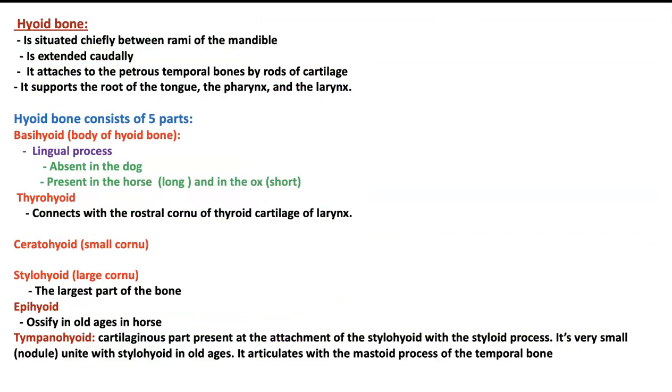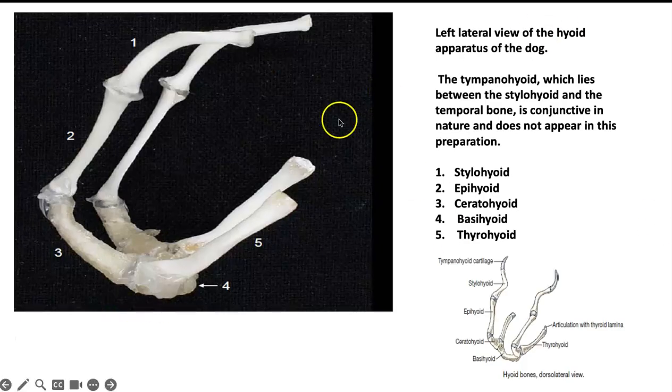Now the hyoid apparatus in the case of the dog. If you look at this one, the main one is the basihyoid. The basihyoid has this part here known as the kerato, keratohyoid here, and then we have the epihyoid, and after the epihyoid we have the stylohyoid here. This is the one for attachment to the skull. And then we have this number 5, thyrohyoid, to attach to the thyroid cartilage. And you can see here there is no lingual process.